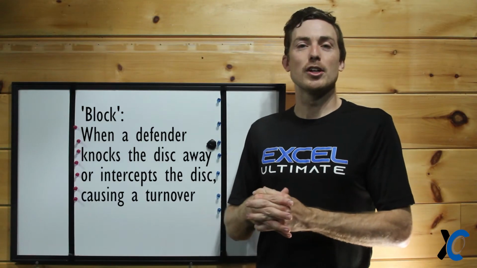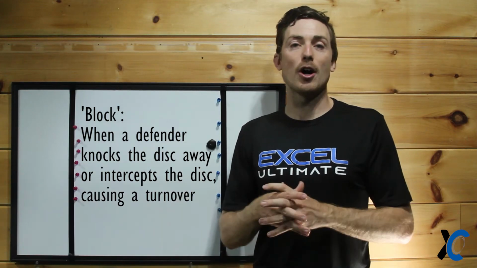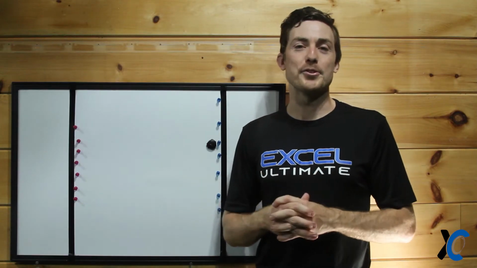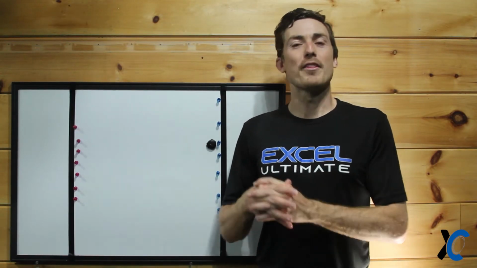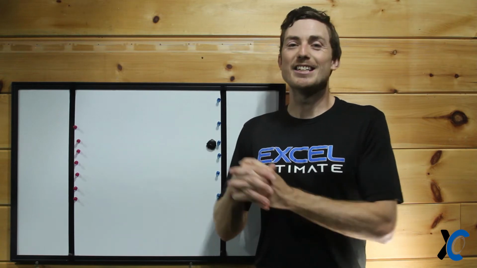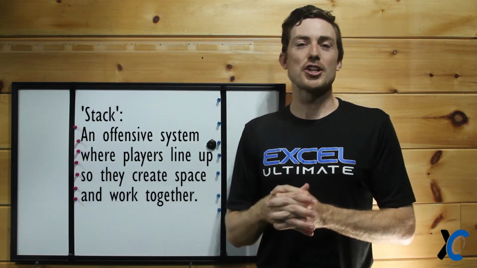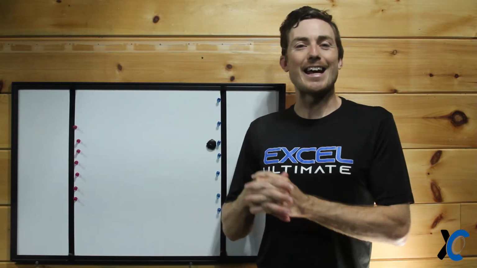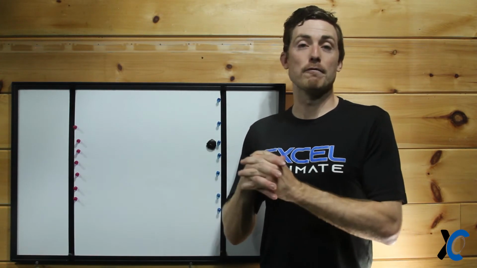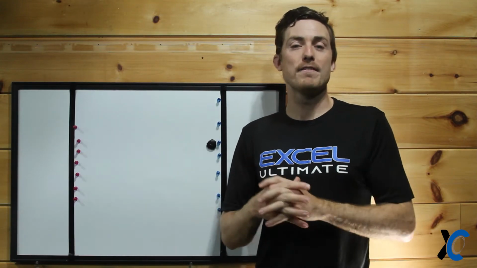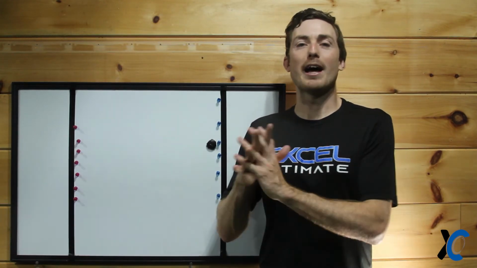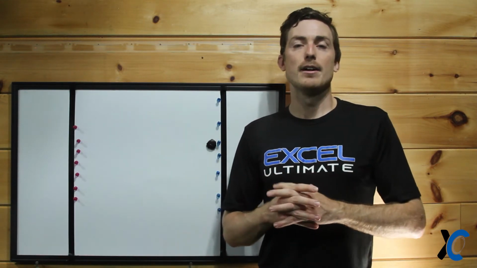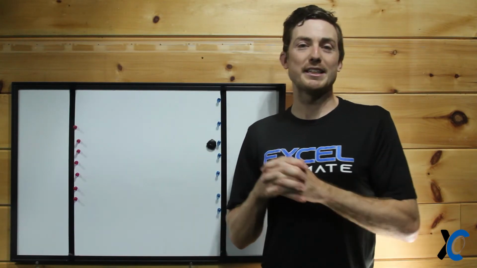Block is when a defender creates an incompletion by getting their hand on the disc. You can either knock it down or intercept it. Those are both examples of a block. On offense, one of the common strategies is a stack, and that's just an organization of your players on the field so everyone can work as one in a system. Common stacks are the vertical stack, where you line up vertically down the field, and a horizontal stack where you line up across the side, kind of horizontally perpendicular with the sideline. You also have a side stack or a split stack.